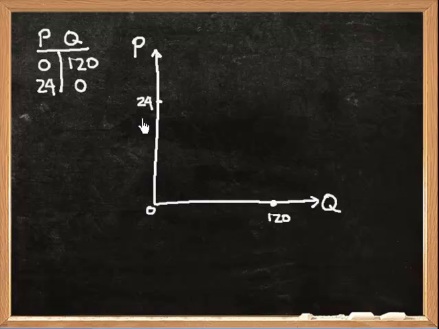If we draw the line going through these 2 points, we have the quantity demand, or the demand function for this commodity X.